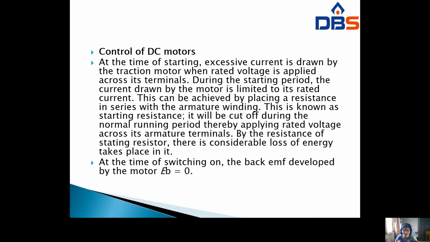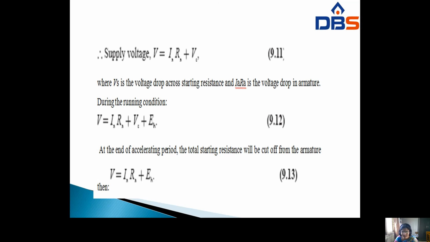At the time of starting, on switching on, the back EMF developed by the motor will be 0. At the starting, the back EMF Eb is equal to 0. So at the starting, supply voltage V equals IaRa plus Vs. IaRa is the voltage drop across the armature, plus Vs, which is the voltage across the series resistance. The resistance connected in series with the armature exhibits some voltage drop, and that voltage drop we call Vs.